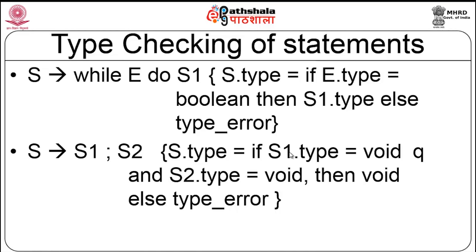Again it will be: if E.type is equal to boolean, then S1.type. Or I can even say, if E.type is equal to true, it is S1.type, else it is S2.type, else it is going to be type_error. So that is going to be your scenario. If it is true, you will return S1.type; if it is false, you will return S2.type; and if it is anything other than true or false, if it is something else, you will throw an error.